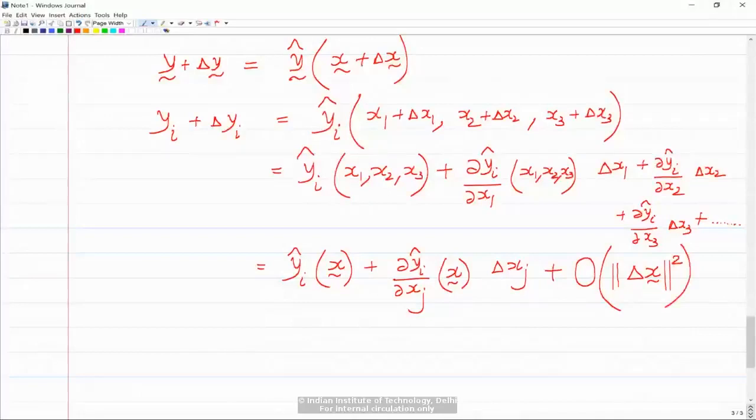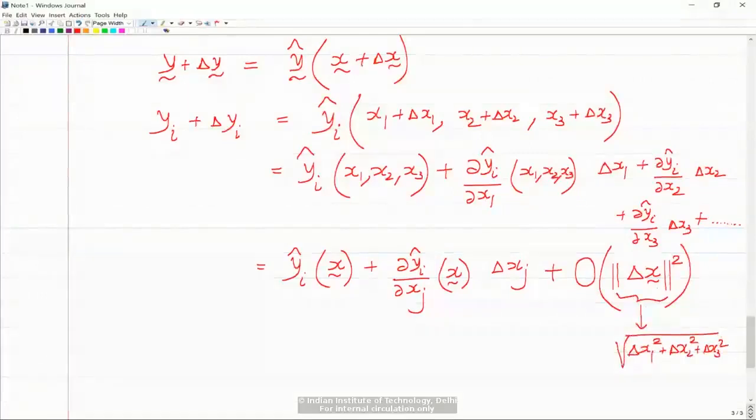What is this thing with a vertical bar? So this is the magnitude of delta x. So this thing over here is the magnitude of delta x, which is delta x1 square plus delta x2 square plus delta x3 square, which is also called the norm. So two bars are used to denote norm. All this is there in my notes if you go there.